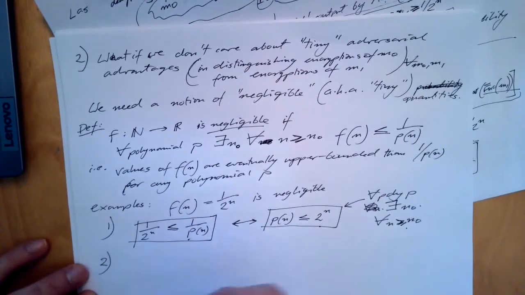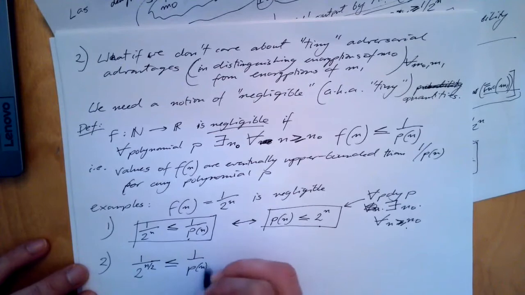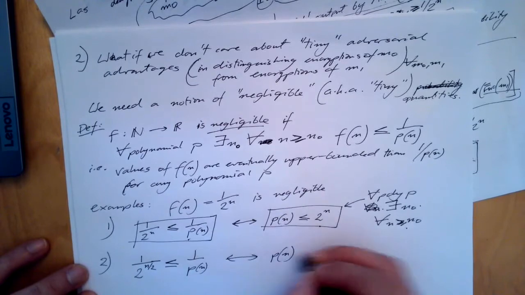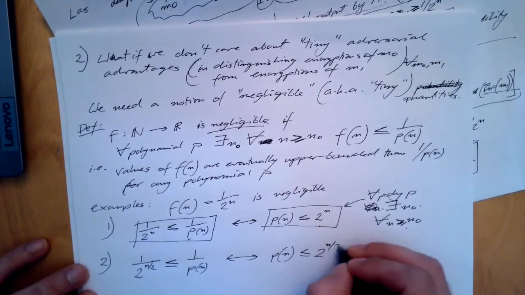Also, take a function like 1 over 2 to the n over 2. Say that a brute force attack takes twice smaller keys. It doesn't need to guess n bits; half the bits is enough, and it already works. Therefore, a random choice of this half of the bits has this probability of succeeding. Well, that's also negligible, because this is true if and only if the polynomial is eventually upper bounded by 2 to the n over 2.